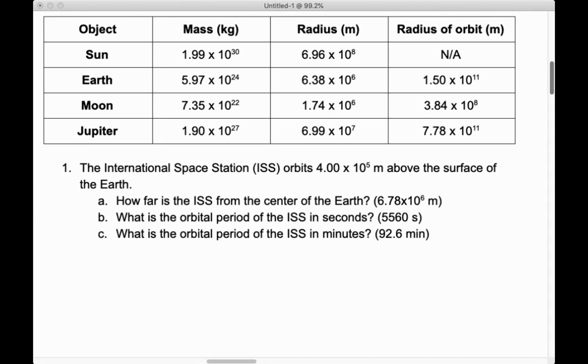This is chapter 13, homework number 3, problem number 1. And the question is about the ISS. So the ISS, the International Space Station, orbits at that height above the surface of the Earth, and we have to figure out a few things about this. So let's start with step A.